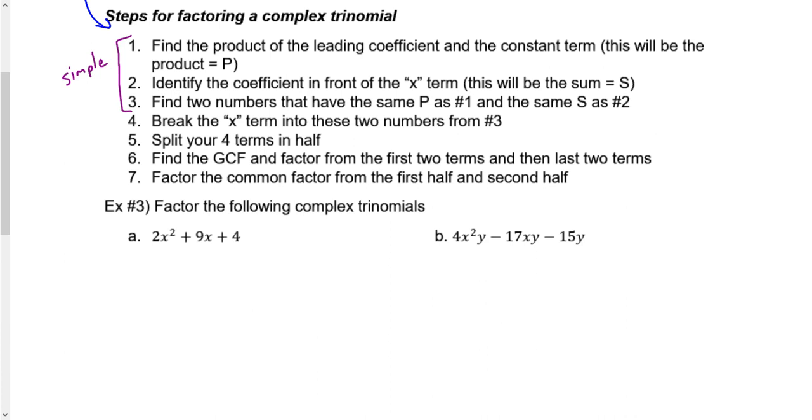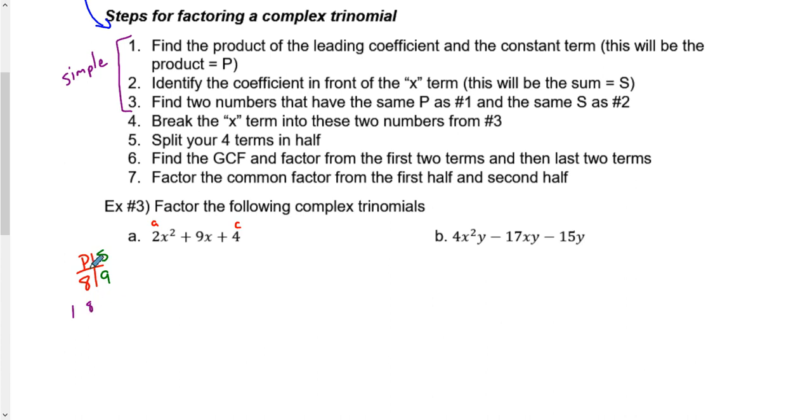Find the product of the leading coefficient, in this case, 2, which is our a value, and our constant term, which is a c. 2 multiplied by 4 is 8. Second step, identify the term in front of the x. In this case, 9. It's going to become our s. Find 2 numbers that have the same product and sum as our chart. Again, look at our product.